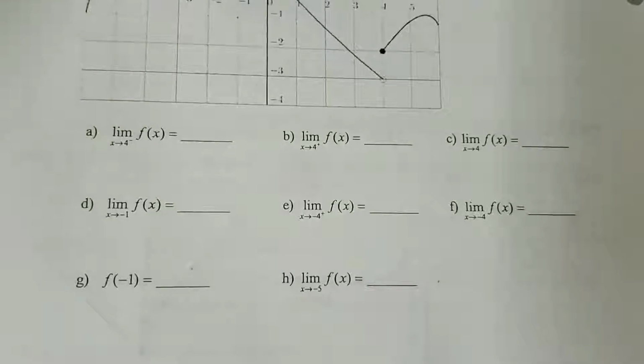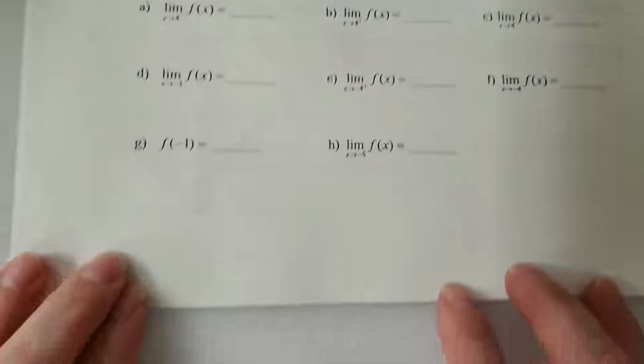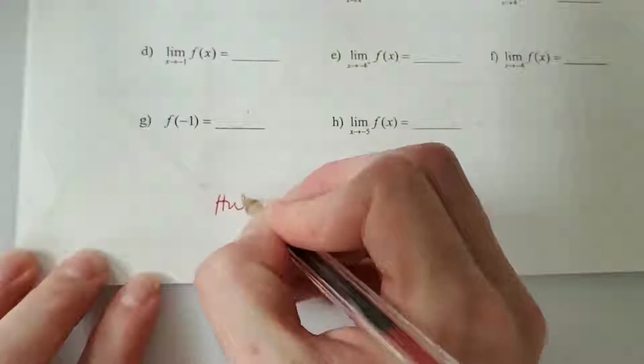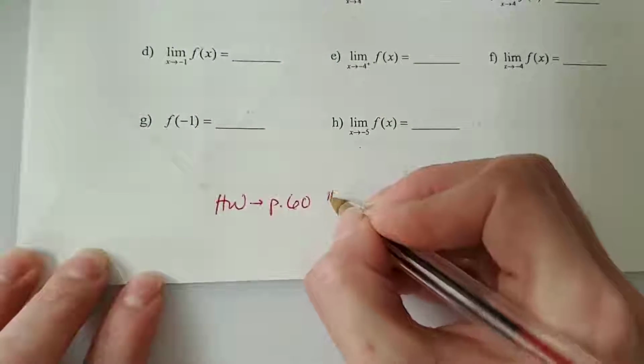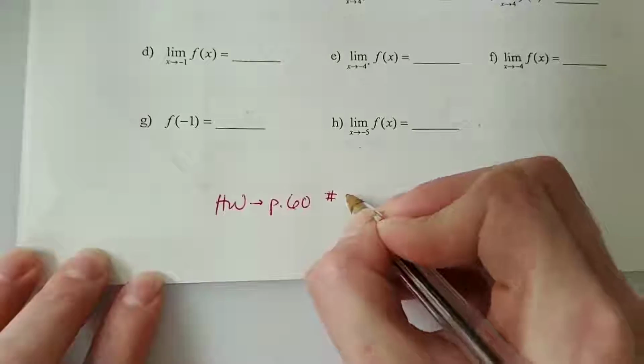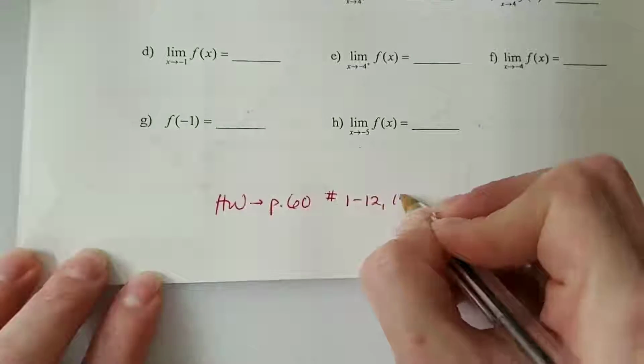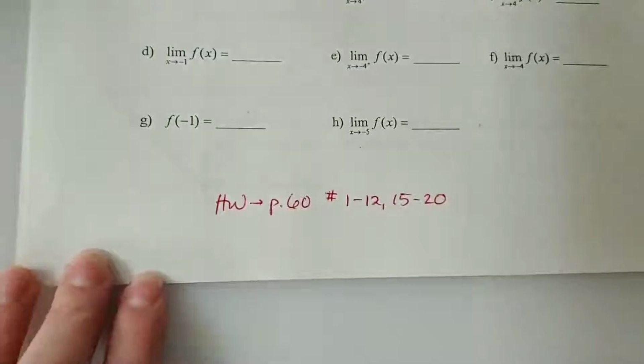Your homework problems for this section are going to be on page 60, at least that's where it starts. You're going to be able to do 1 through 12 and then 15 through 20.